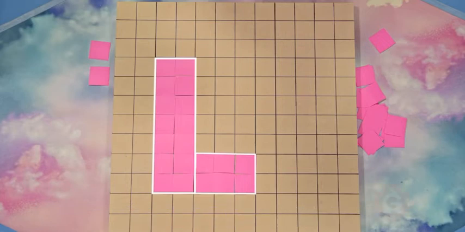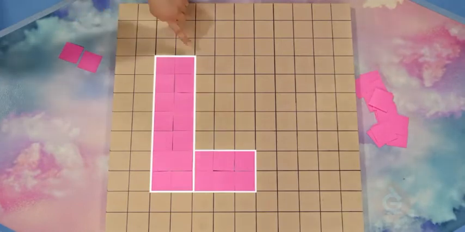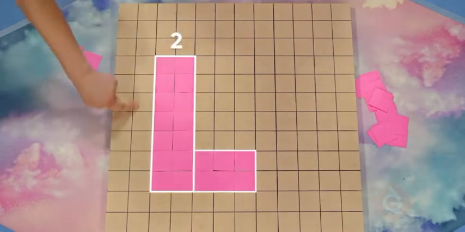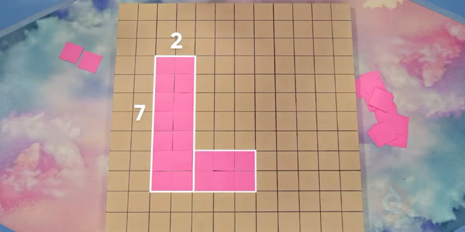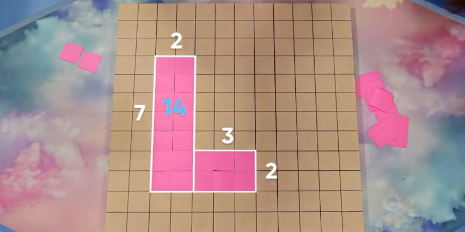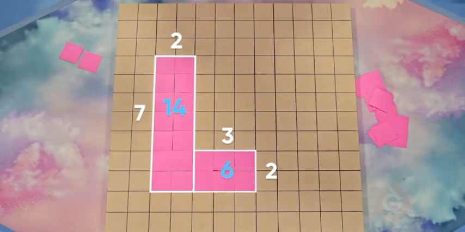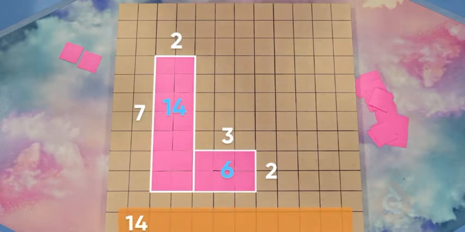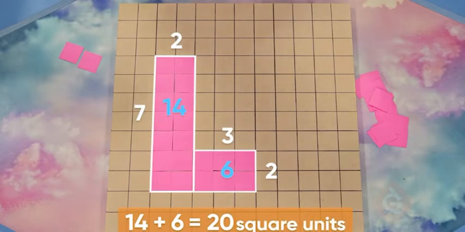Excellent idea. Try it. This larger section is 2 units wide and 7 units long. So 7 times 2 is 14 square units. And the smaller section is 3 units wide and 2 units long. 3 times 2 equals 6 square units. Now let's add the area of the 2 rectangles together. 14 plus 6 equals 20 posters. Nice. Let's try a more difficult shape.